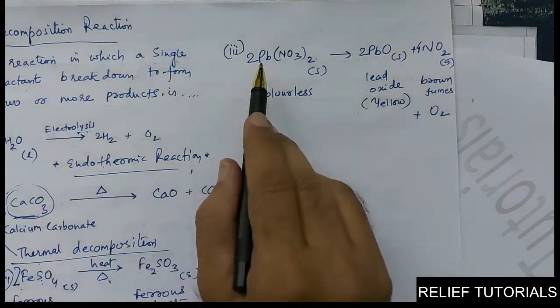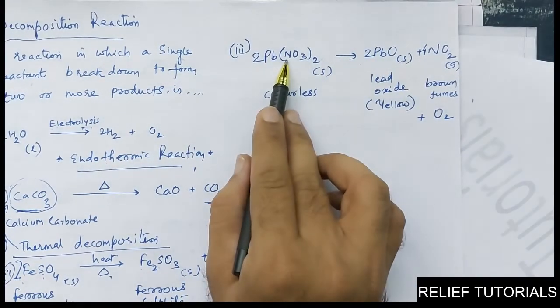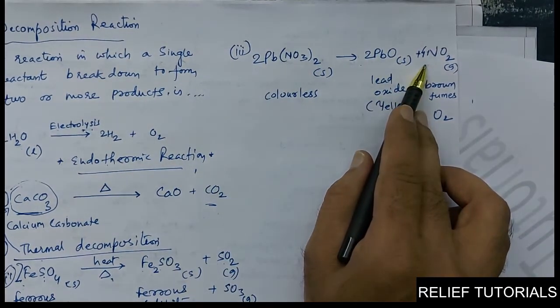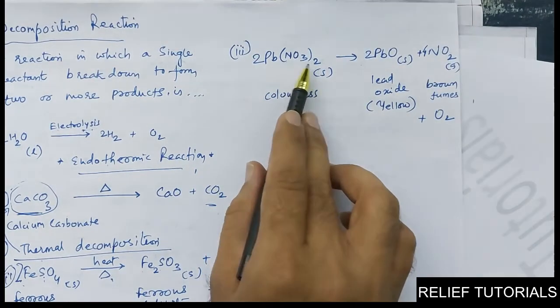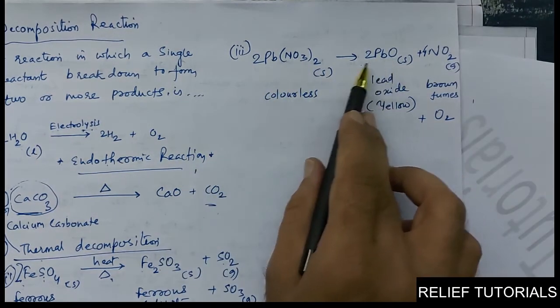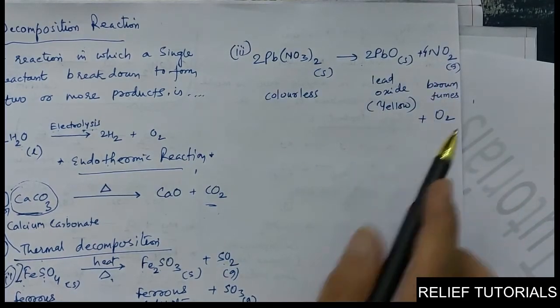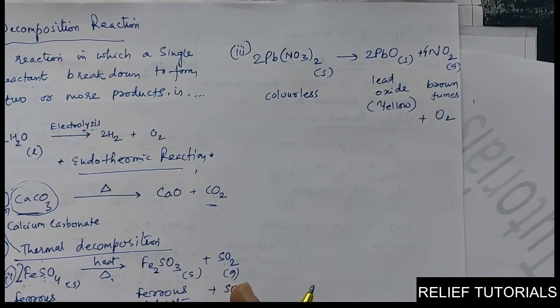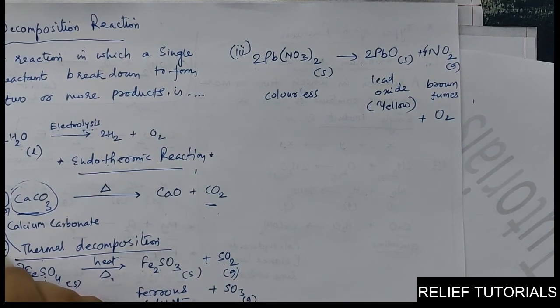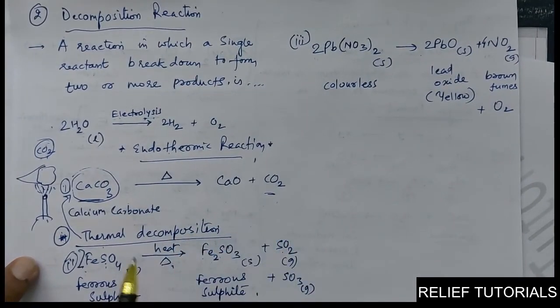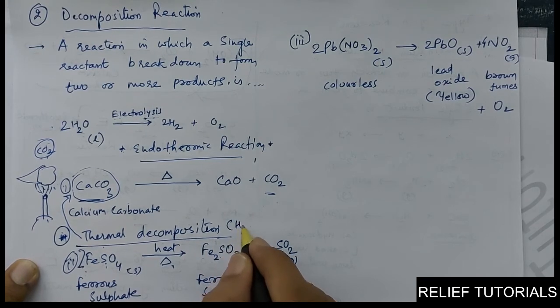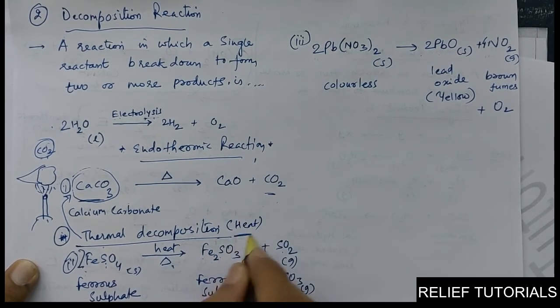Let us see. Pb 2. Nitrogen 2 times 2 is 4. It is 4. Oxygen 3 times 2 is 6, and 6 times 2 is 12. It is 2. 2 plus 8, 10 and 10 plus 2. You can do balancing on your own. We are just focusing on the types. So the first type of decomposition was thermal decomposition. Thermal decomposition means decomposition with the help of heat.